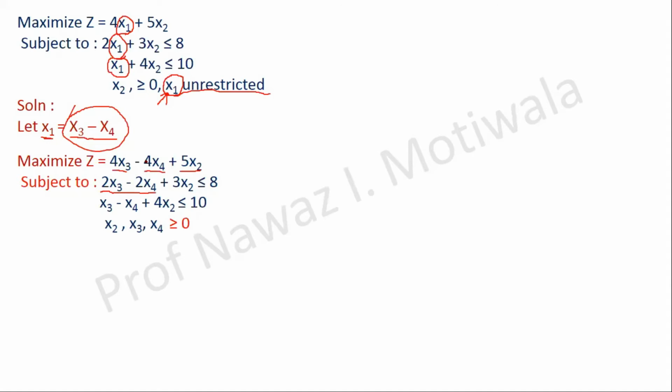By doing this, what I have done is eliminate the variable which was unrestricted by two new variables which are greater than or equal to 0. Any doubts still here? No, sir. Okay. Now these particular equations become our question. Now you forget about the original.